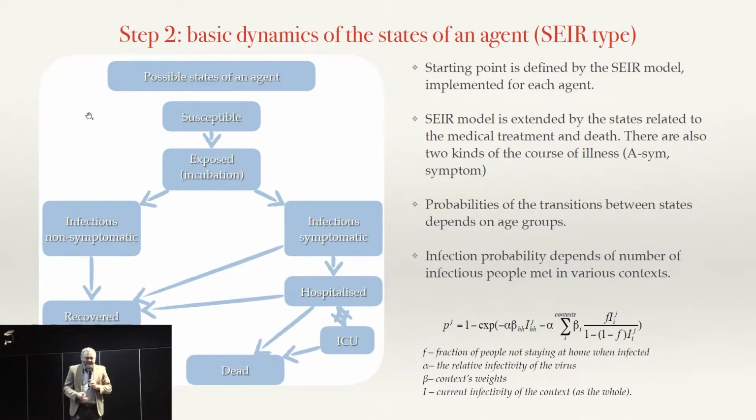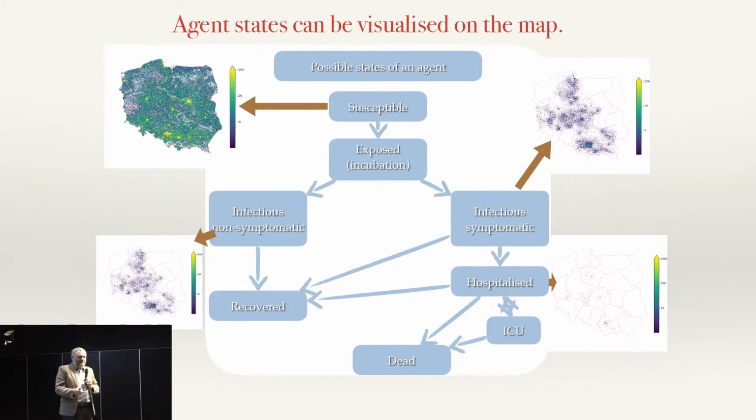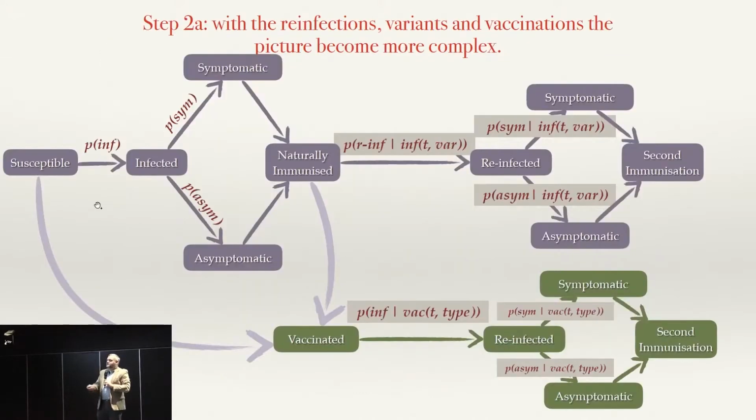Since the agents are spatially distributed, it is quite easy to present all the states on the map, and this is quite useful. Sorry, it's not visible here because of the projector, of the beamer. But here we can present the distribution of the susceptible, and what is most interesting is the most probable distribution of the hospitalized, or those agents who need hospitalization.